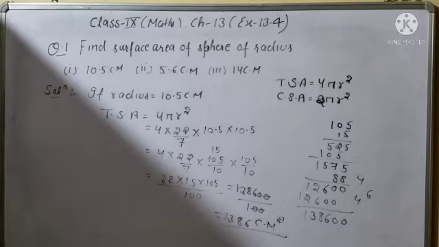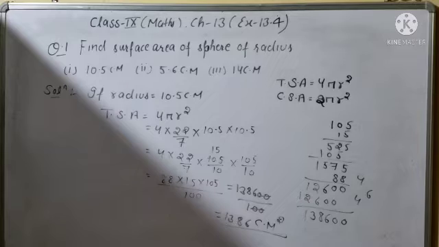Simply, radius is given and you have to find the surface area of the sphere. Sphere will be like a ball. You can take any ball and the ball will be like a sphere. And in the sphere, the total surface area will always be 4 pi r square, and the curved surface area will be 2 pi r square. So you will apply the formula when they ask for the surface area. It means you will find the total surface area.